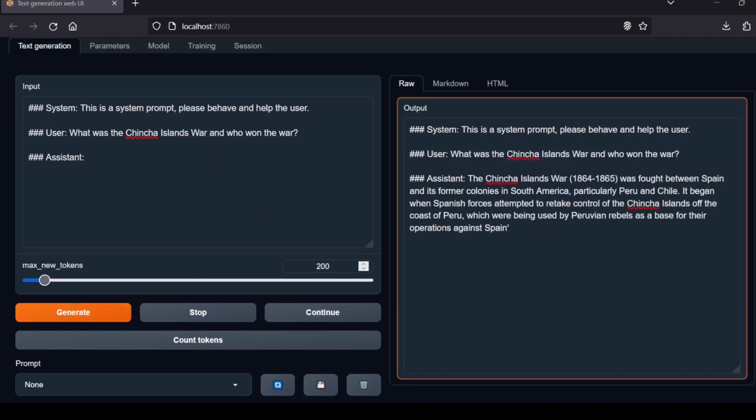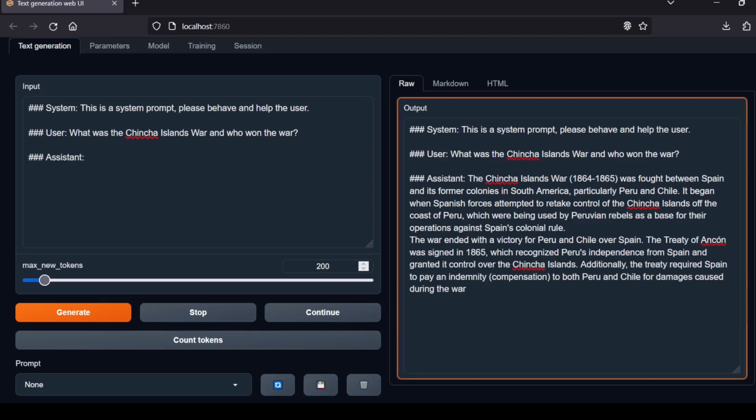Next question: what was the Chincha Islands War and who won the war? It provided a concise summary of the 1864 to 1865 Chincha Islands War between Spain and Peru / Chile over the islands off Peru's coast. The model correctly noted that Peru and Chile emerged victorious. Local lab rating. Pass.